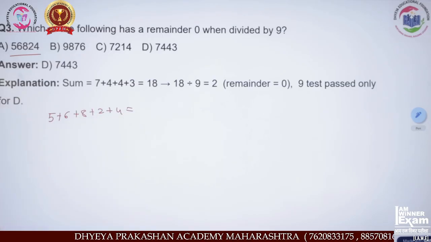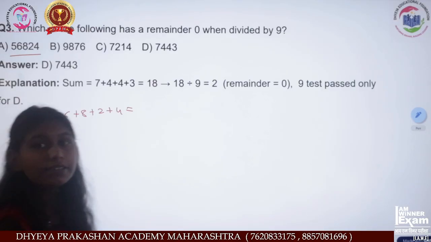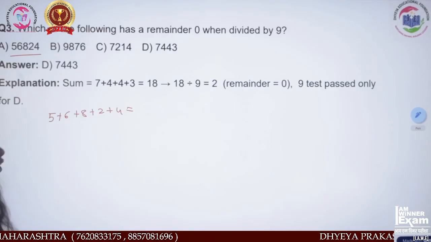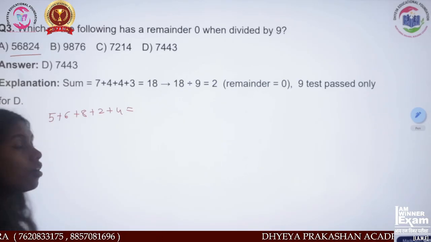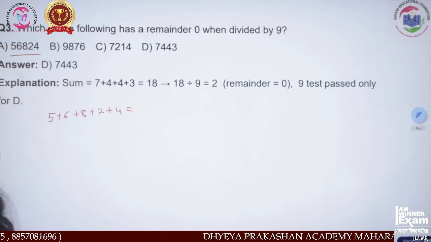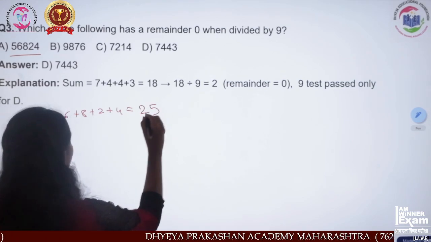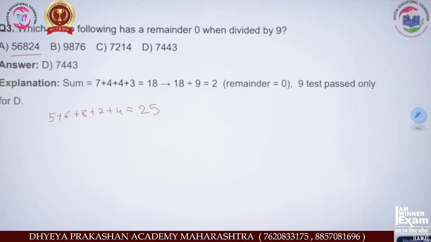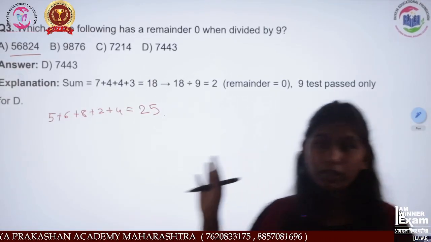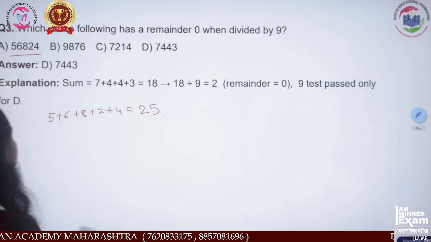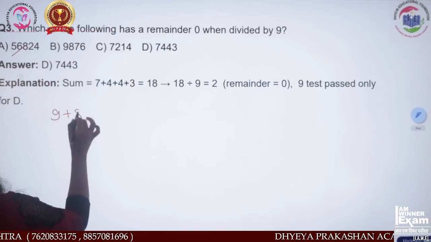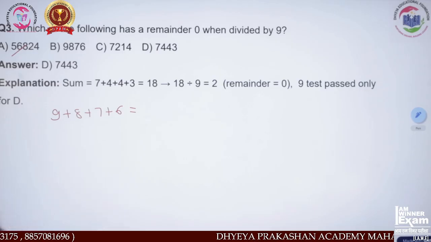Now you have to just check. 5 plus 6, you will get 11, 11 plus 8 is 19, plus 2 you will get 21, and plus 4, you will get 25. So check whether 25 is divisible by 9 or not. 25 is not divisible by 9, so this is not the answer we want. Then next, 9 plus 8 plus 7 plus 6. Now what is the answer here?